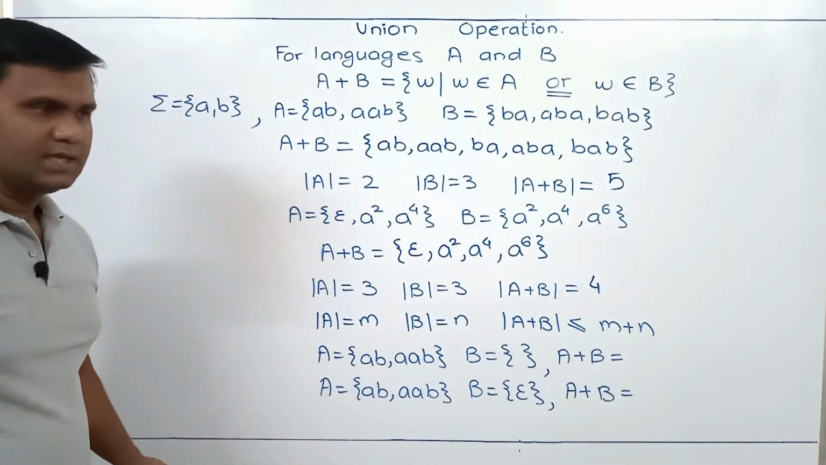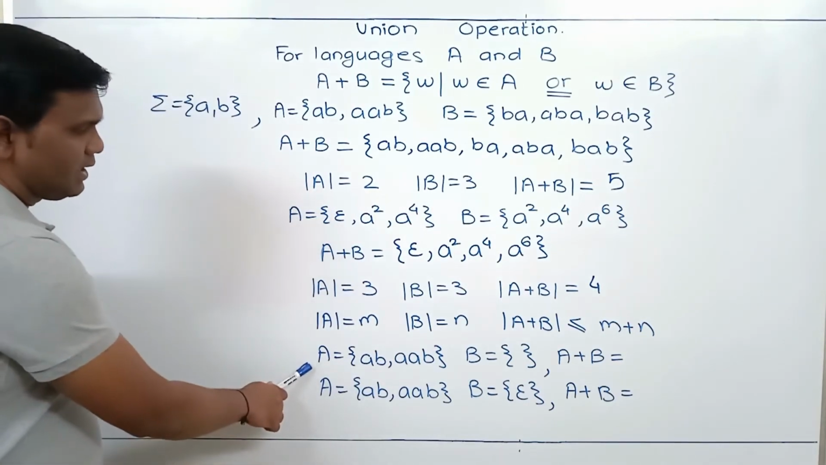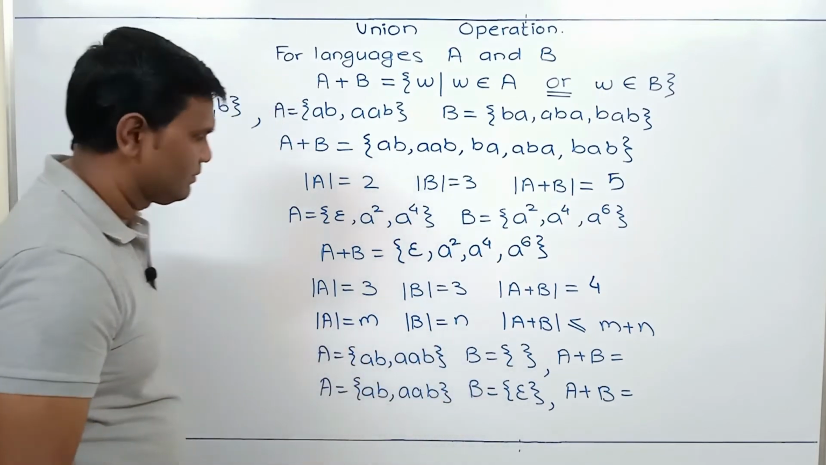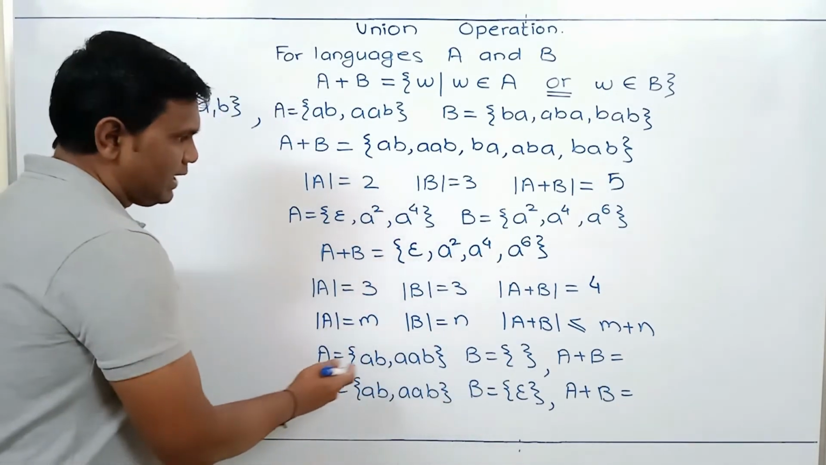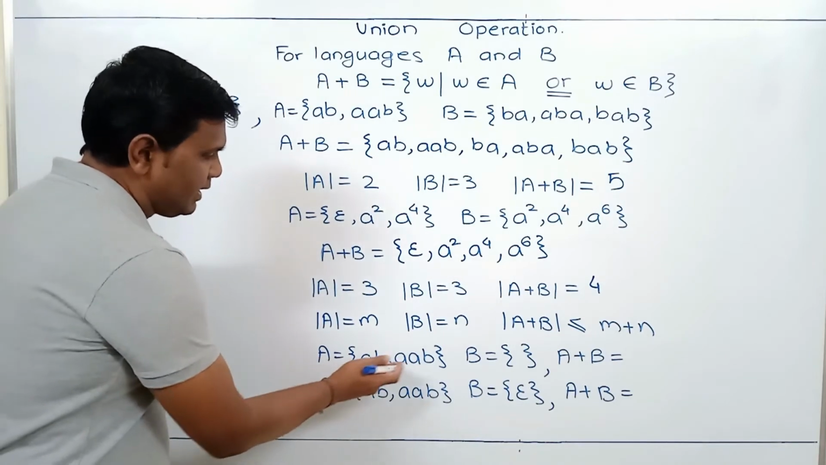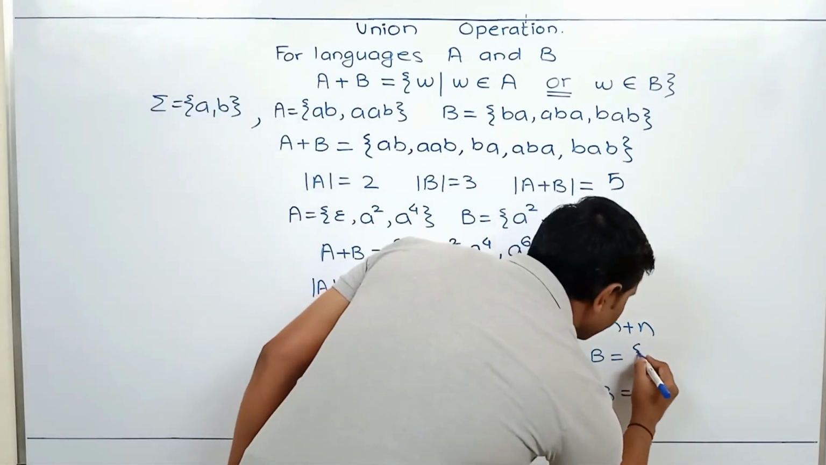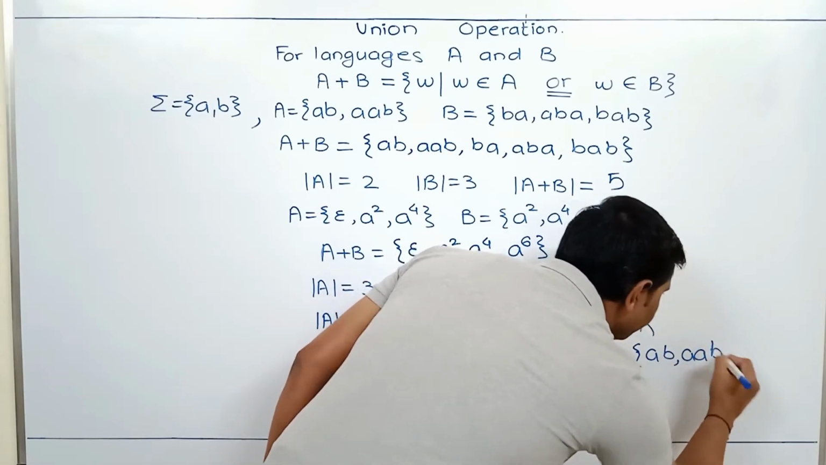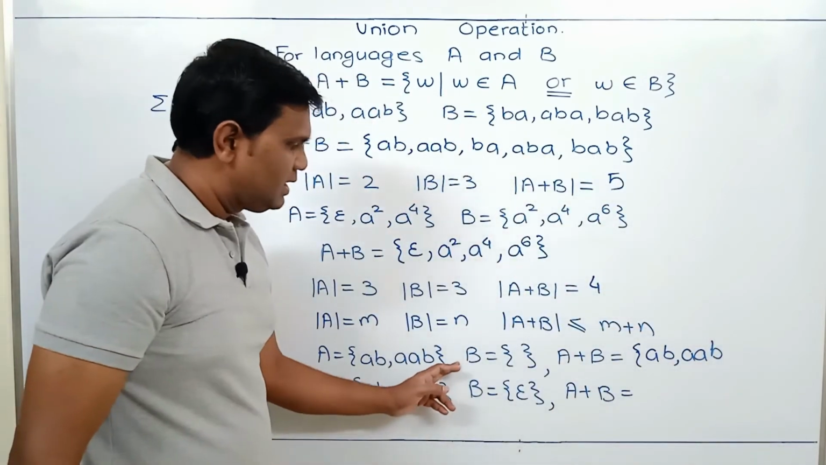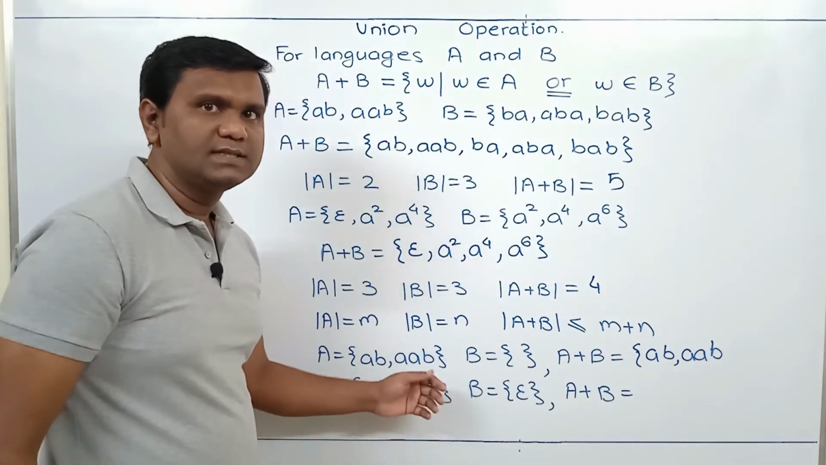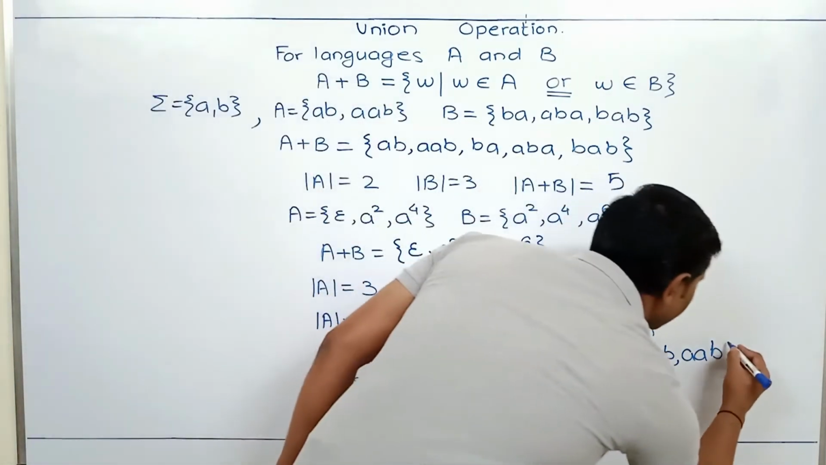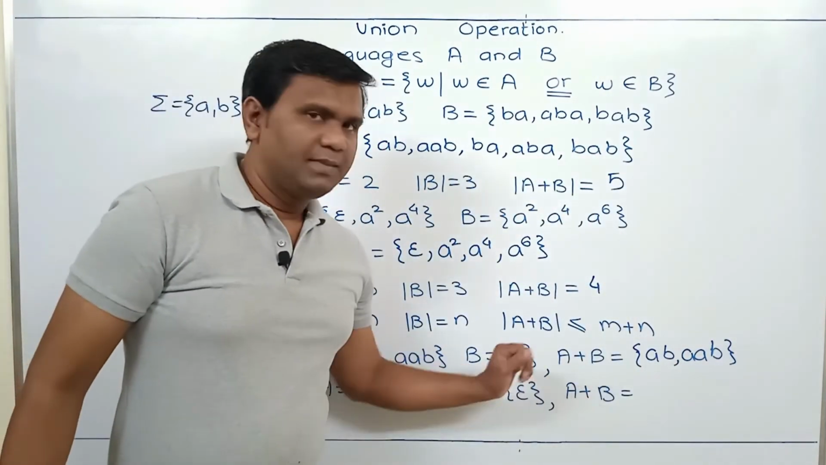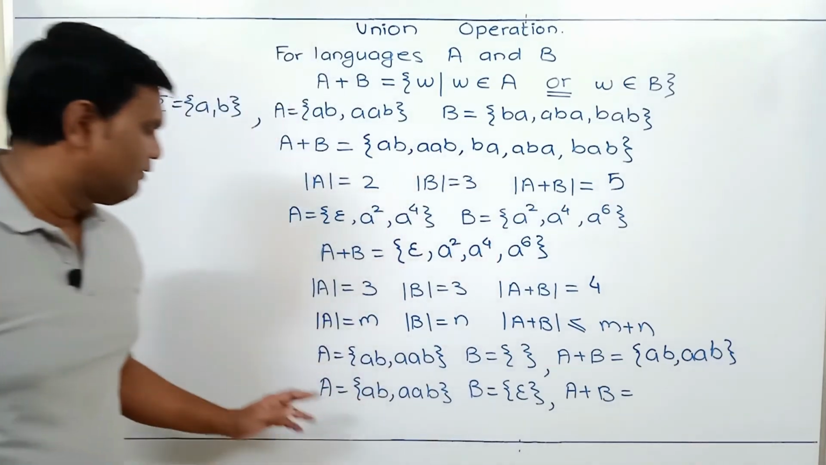Now these are some special cases. This is language A, and in this case language B is the empty set, or phi. When we calculate A + B, from A we get AB and AAB, and since language B is the empty set, we don't get any string from language B. So when B is the empty set, A + B is language A itself.